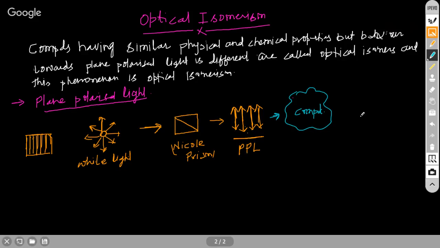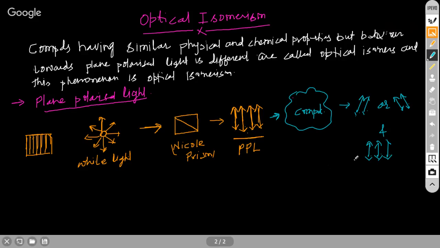One observation is that the light will deflect, and the deflection of light may be in clockwise direction, like this, or it may be in anti-clockwise direction. This is one type of behavior. And the other behavior is that there is no deflection in the light at all. The light comes out from the organic compound as it went into the organic compound. Right? There's no deflection.